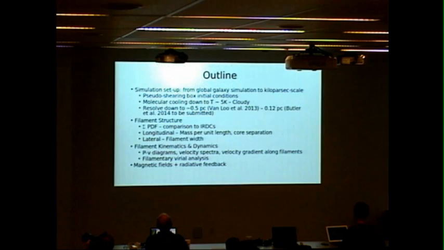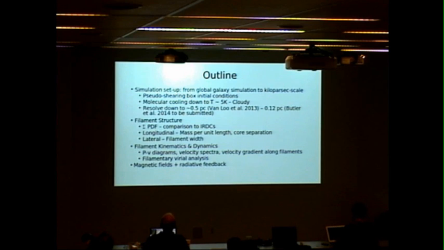in this context of kiloparsec-scale simulations of disk galaxies. So I'll start by talking about our simulation setup, how we extracted our kiloparsec region from a global galaxy simulation, and basically run it to higher resolution. And we'll be selecting a sample of filaments from this simulation, looking at the structure and the kinematics and dynamics. And we have a number of different quantities and figures we can generate that we can then compare to observations.